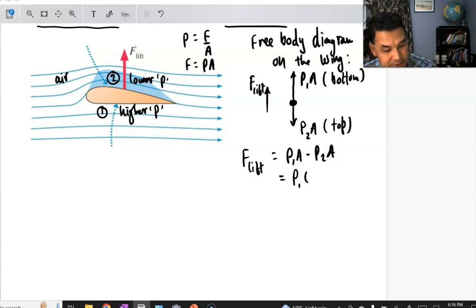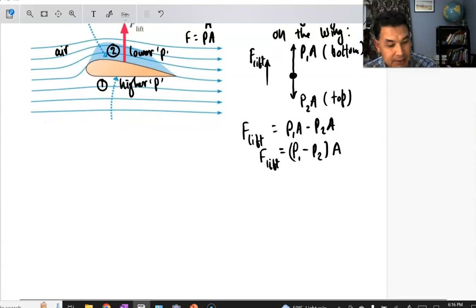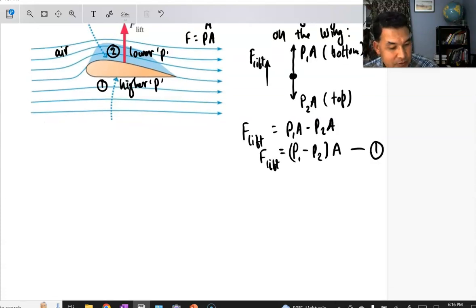It is the same for both, so you can simply say P1 minus P2, which is simply the pressure difference, times the area. That's the force of lift produced on the wing, right? Let's call it equation number 1, because to calculate the net lift produced on the wing, first you have to calculate this pressure difference, let's call it delta P, because the area of the wing is given.